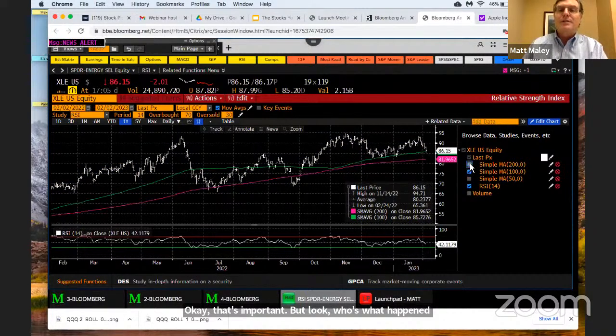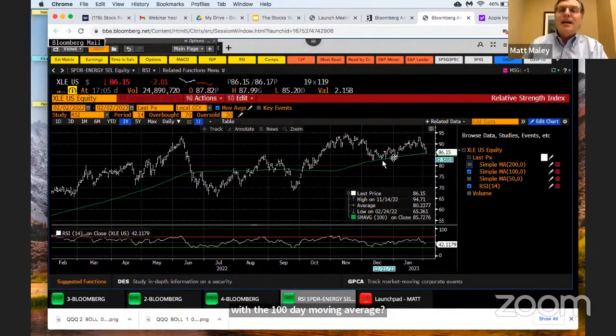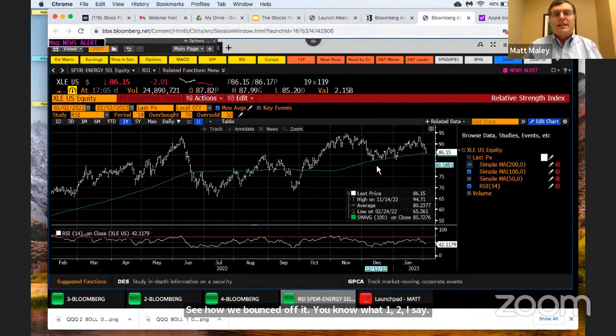Okay, I'll get rid of the 200-day. That's the green line. See how we bounced off it? 1, 2, 3, 4, 5, 6, 7, 8, 9, 10 days. We've tested that thing in the last 2 months or so, and it's held each time. If it finally breaks below it, that's going to be a problem on a near-term basis. So we'll want to look at some puts in the XLE.